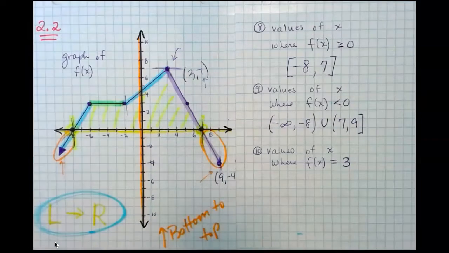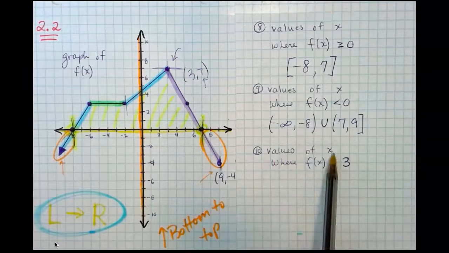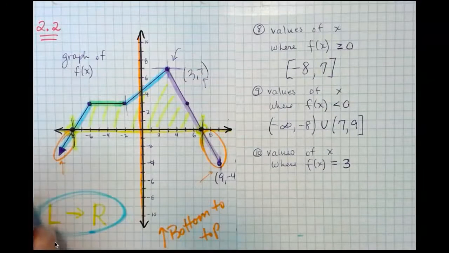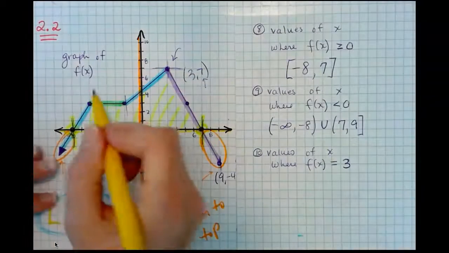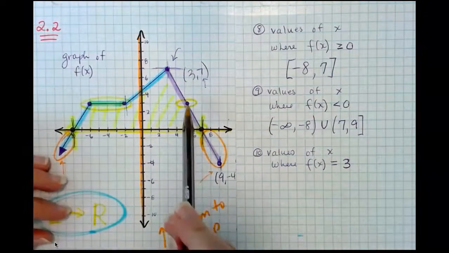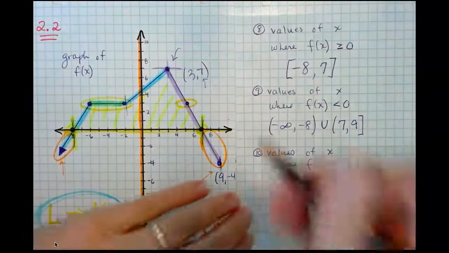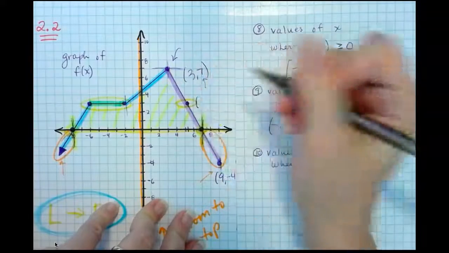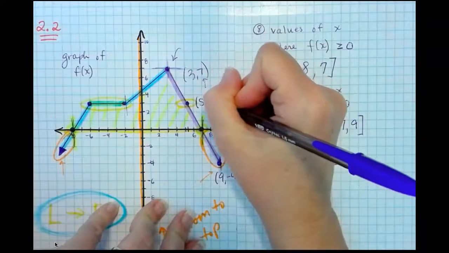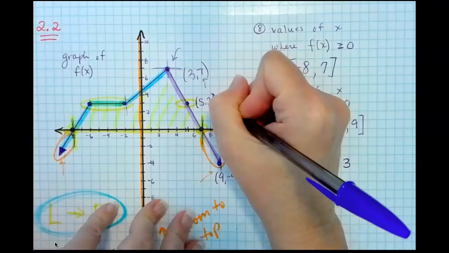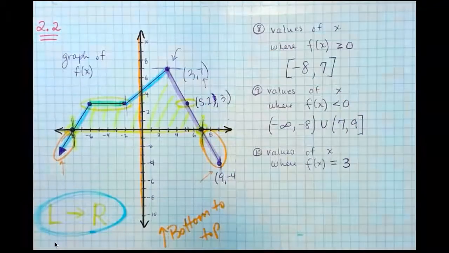Lastly, values of x where f of x equals 3. Now, where does the function equal 3? The function equals 3 here and there. So we need to show that. And we are going to have to give a bit of an estimate over here, and that's okay. If we wanted to label the location of that point, we're going to estimate and we're going to say that it is (5.2, 3), whoop, that should have been a comma, 5.2 comma 3. So 5.2 comma 3, that'll be the location of that point for the sake of answering this question.